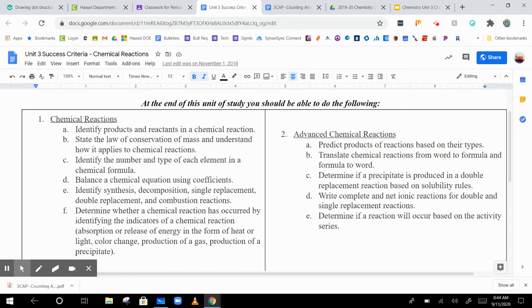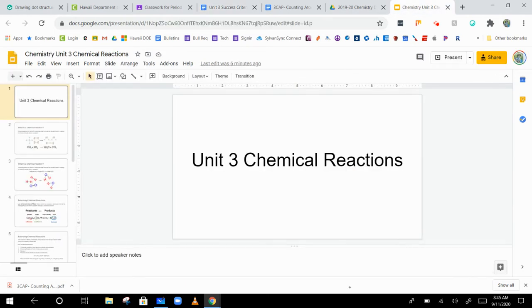Okay, so what we're looking at here is the Unit 3 success criteria. I included it in the assignment for Monday, the 14th. Yeah, this is really it. It's a really short list of success criteria, and it all deals with balancing chemical reactions and writing chemical reactions. And we'll talk about what each one of these things is as we go along. But today, I just want to start off first talking about what is a chemical reaction.